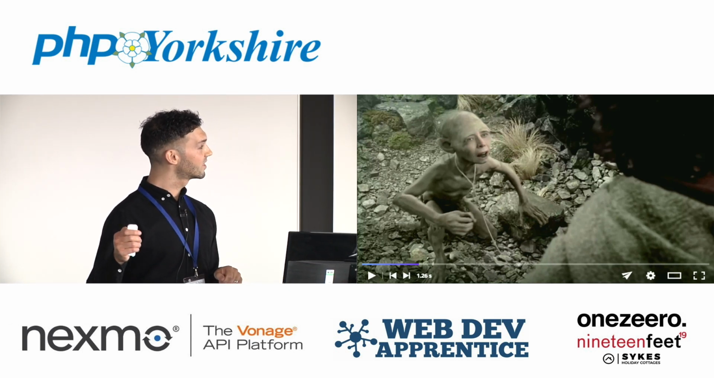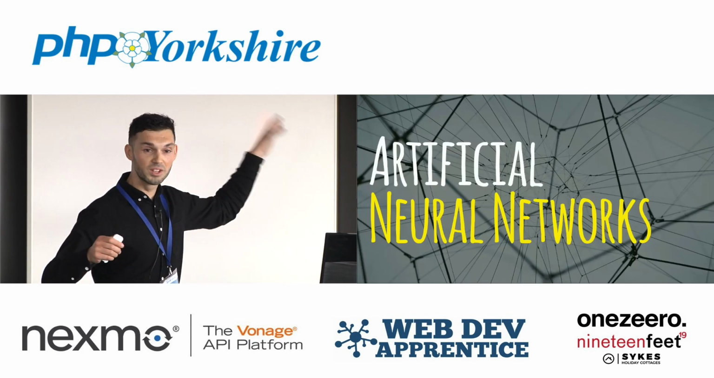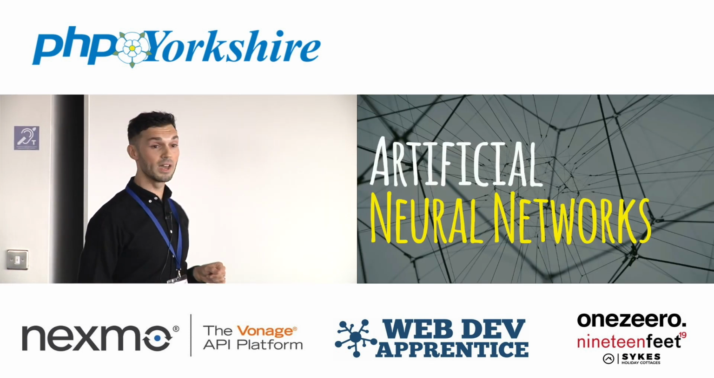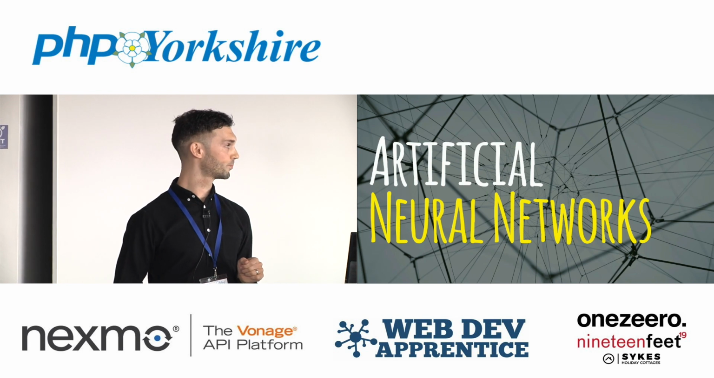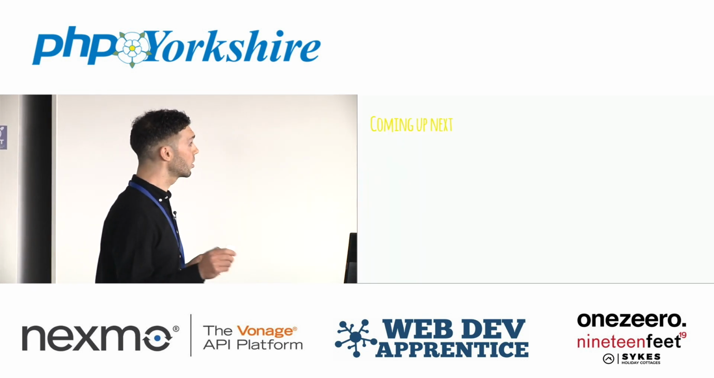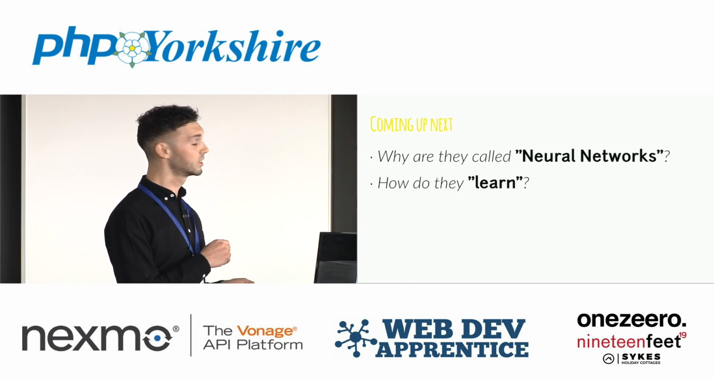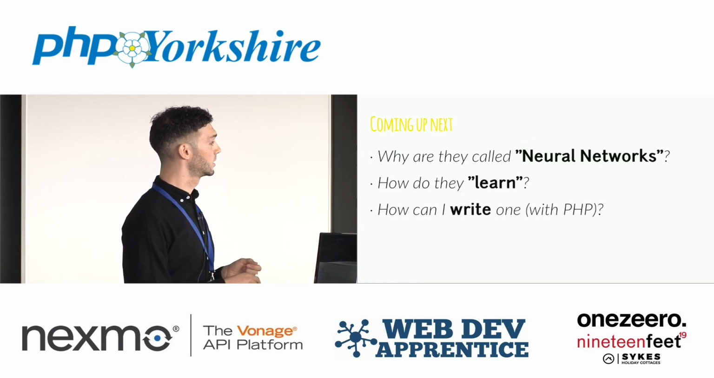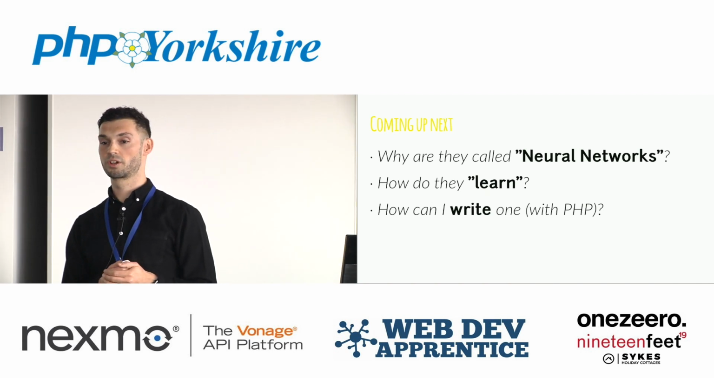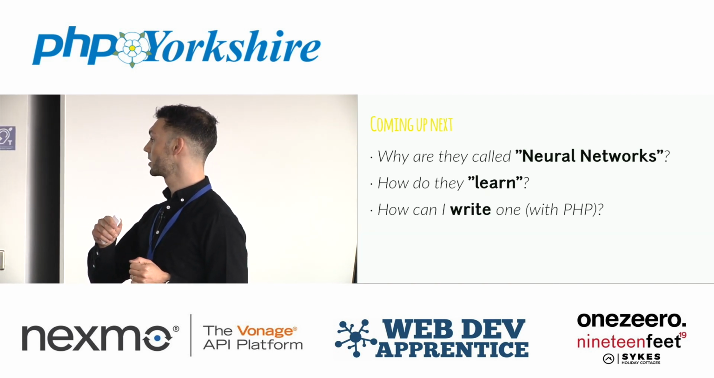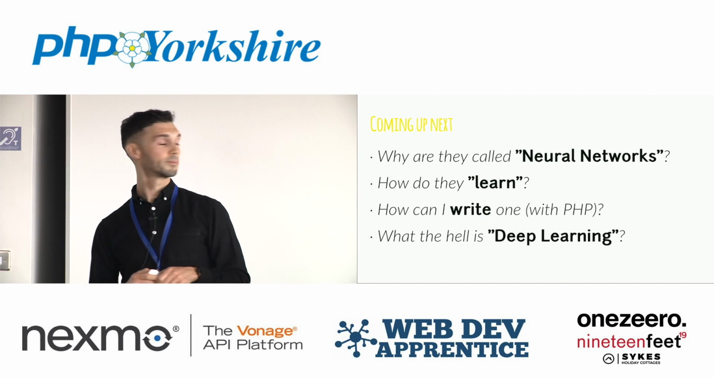Okay, so at the foundation of many of these applications that we've seen before, we have artificial neural networks. So today in this talk, what we're going to see is why are they called neural networks? How do they learn? How can we write one using our favorite language? And what is deep learning?